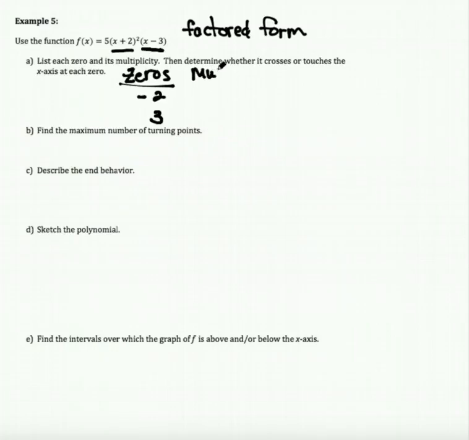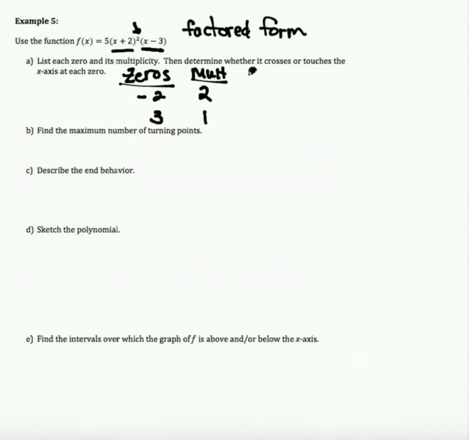So again, I'm just going to continue my chart here. The multiplicity of negative 2, again, it's the power associated with that 0. So the power associated with that is a 2. It's squared. And the power associated with x minus 3 is 1.